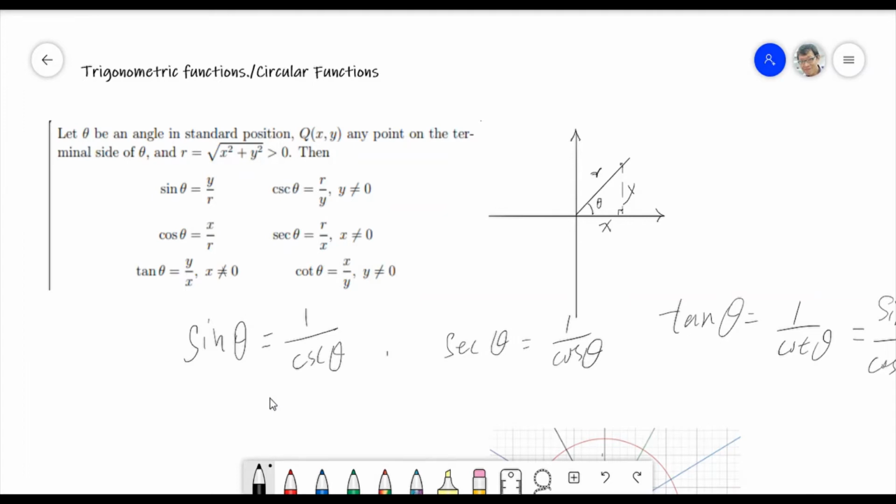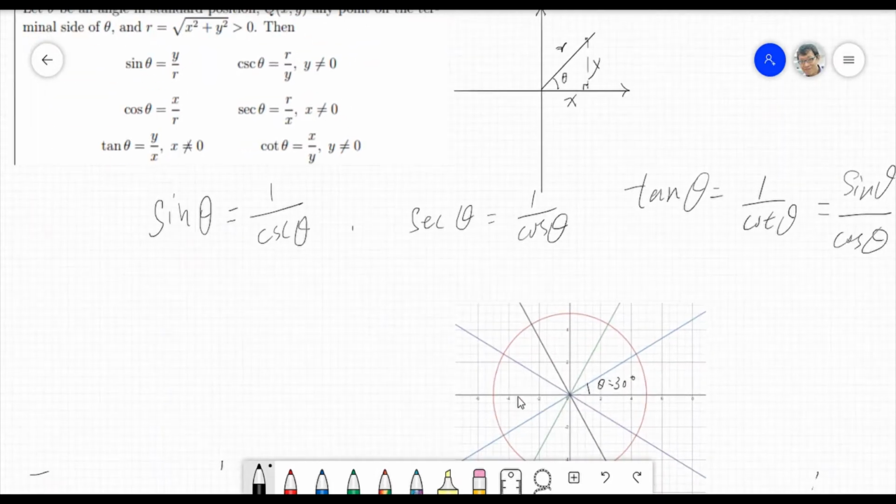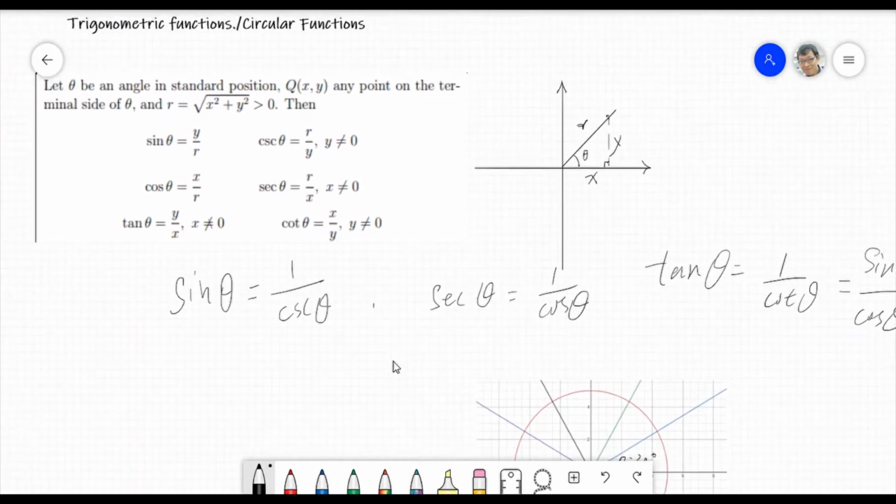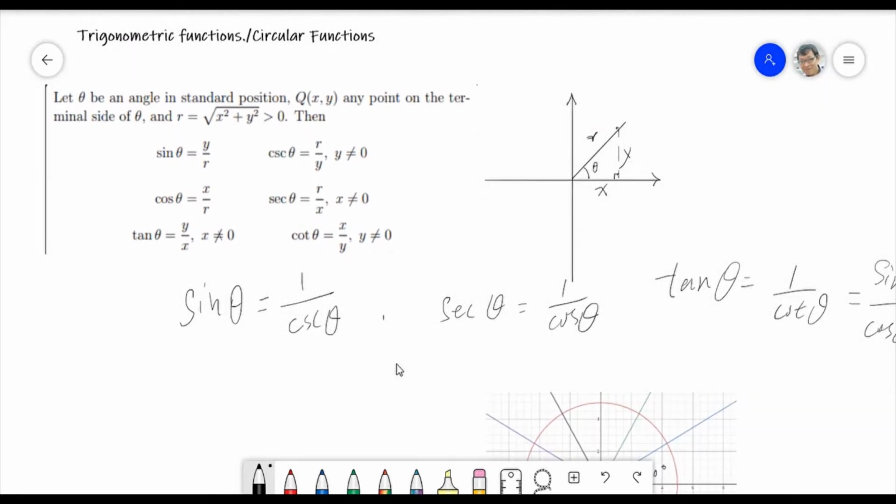Hello everyone. In this session, let's go through the trigonometric function. In fact, we can also call it a circular function. Why circular function? Because it can be calculated and treated as a point on a circle. Of course, any point. So we have six trigonometric functions in total. They are sine, cosine, tangent, cotangent, secant, and cosecant.